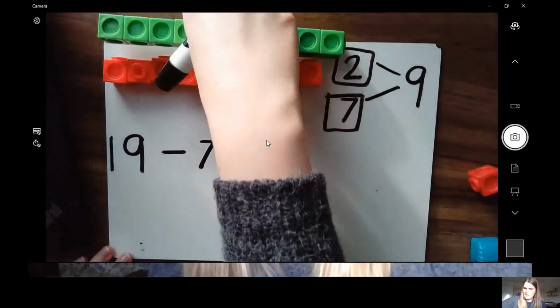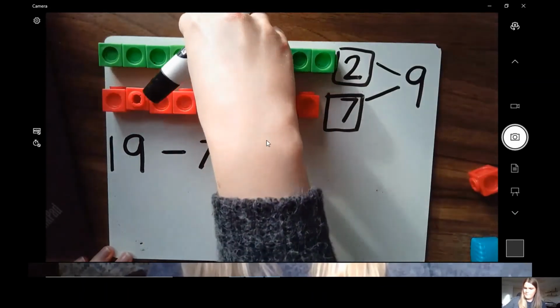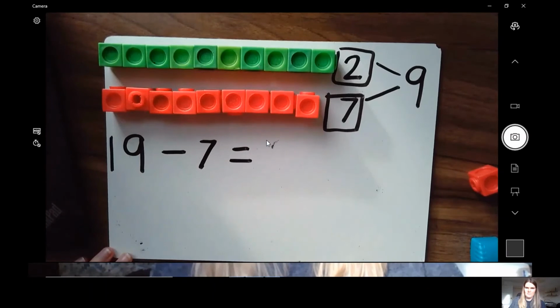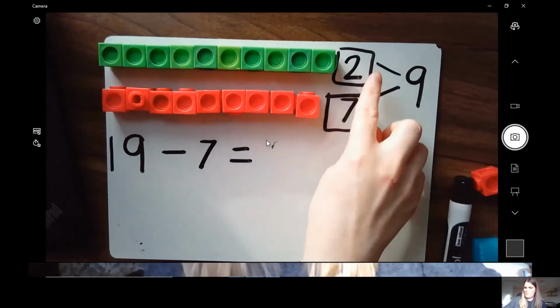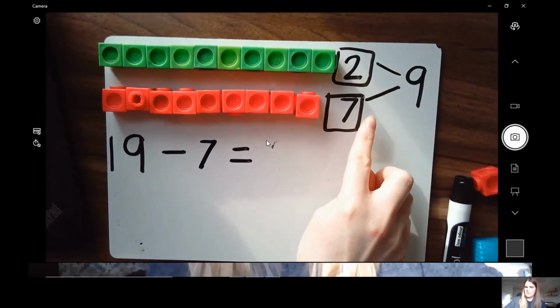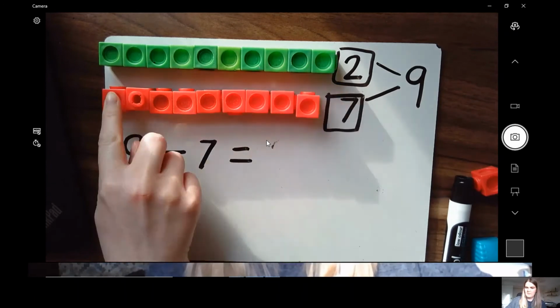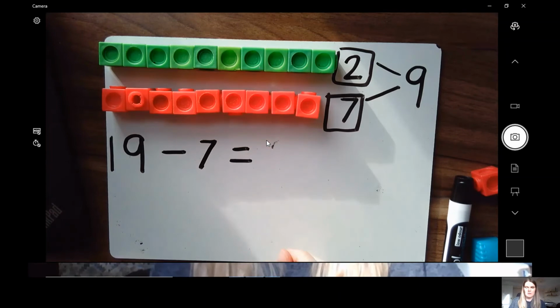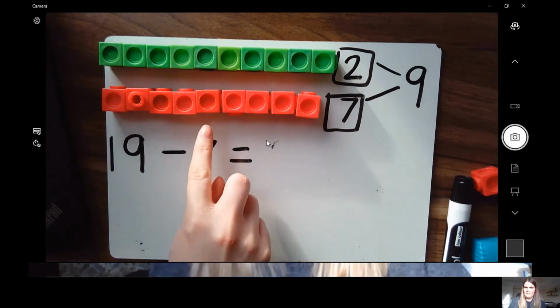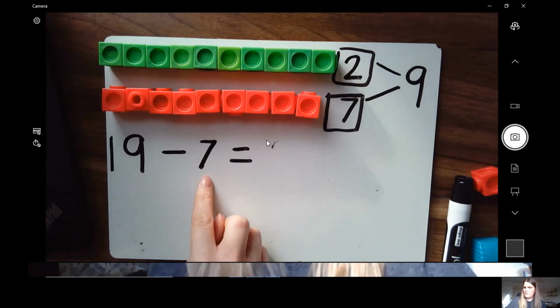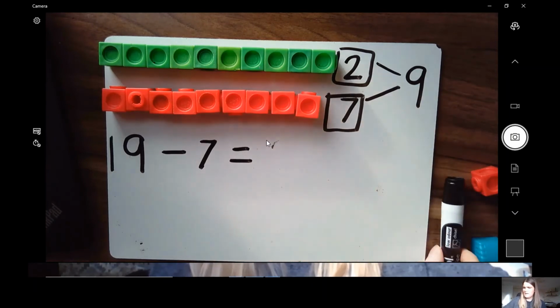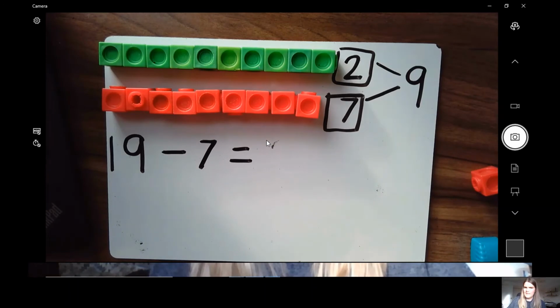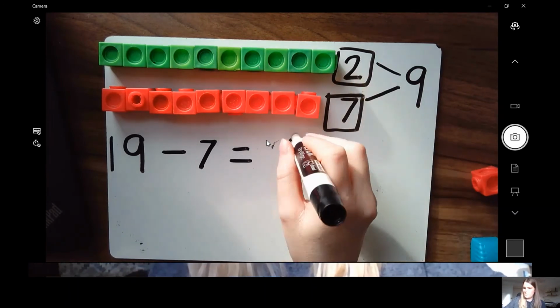I bring in my 10 and I can solve this sum. Using my part-whole models to help me, let's check I've got 19. 10, 11, 12, 13, 14, 15, 16, 17, 18, 19. Brilliant, I do have 19. What number am I taking away? 7. Using this, I should be able to work out what my answer is. The missing number is 2.